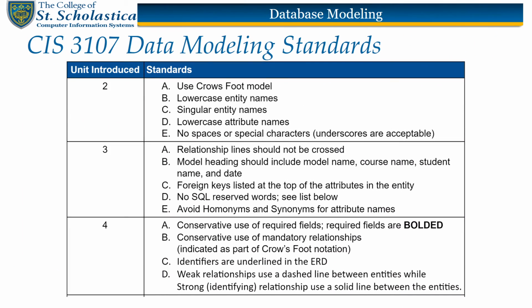Our CIS 3107 data modeling standards are now updated to include standards from Unit 4. Conservative use of required fields, with required fields bolded. Conservative use of mandatory relationships, with indication as part of the crow's foot notation. Identifiers are underlined in the ERD. Weak relationships use a dashed line between entities, while strong relationships use a solid line between the entities.